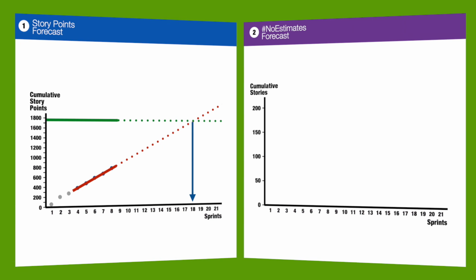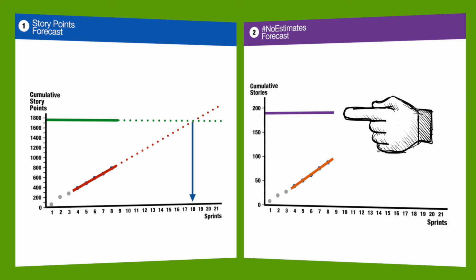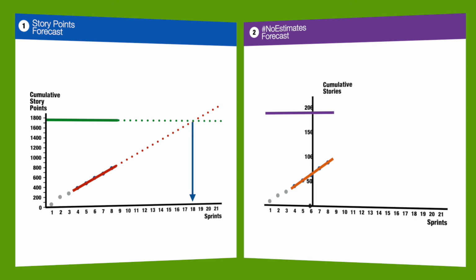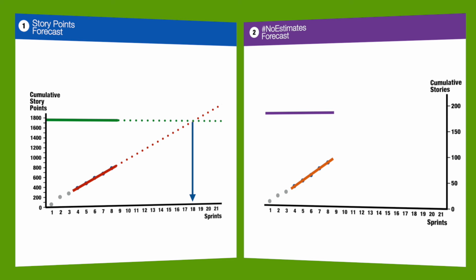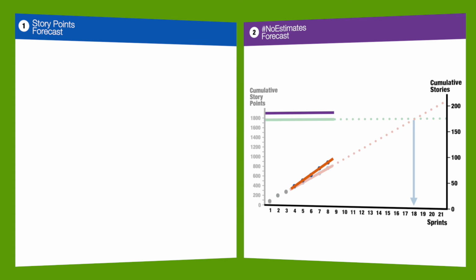Okay, on to method 2. This axis stays the same. This one changes from cumulative story points to simply cumulative stories. Here's the line of best fit, and here's the second line. This time it's the total number of stories in the backlog. I'll extrapolate in a moment, but first I'm going to move this axis to the other side so that I can superimpose the 2 graphs.